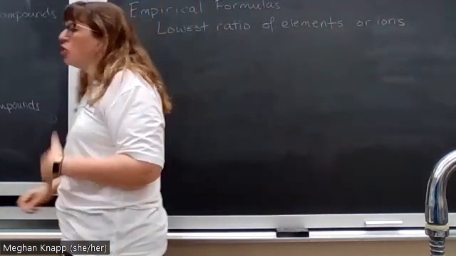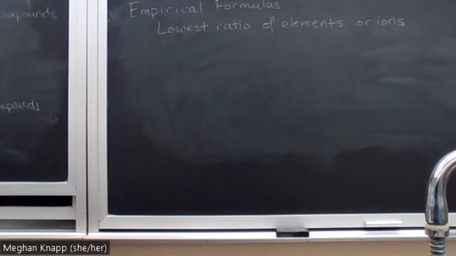And so this is going to be our lowest ratio of our elements. And the most common place we see this is for our ionic compounds. They have to be in an empirical formula because there's just not one molecule. There's no way to do a molecular formula.